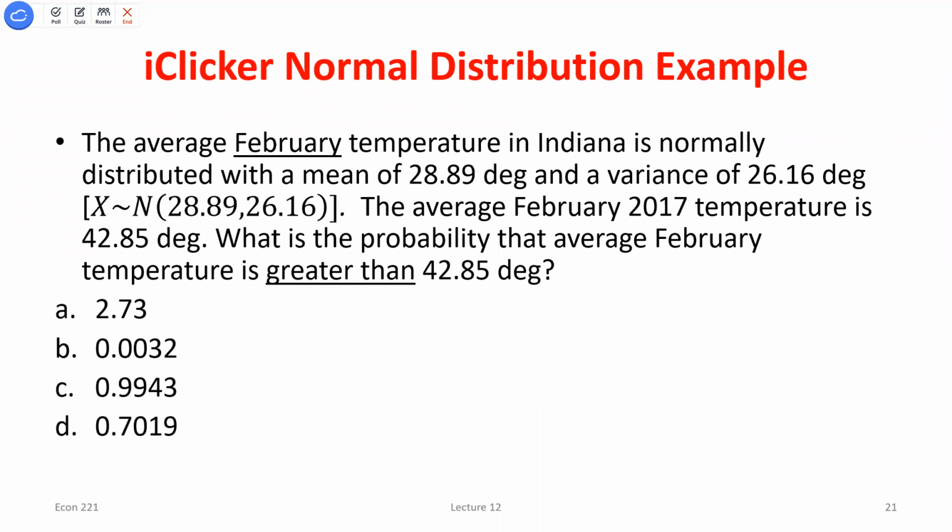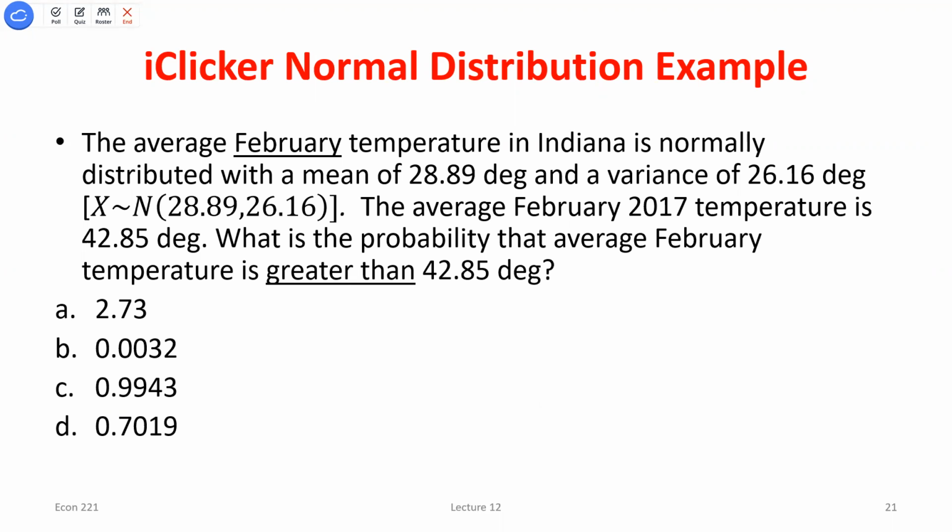And then I also showed you how to do this in Excel, right? So we worked through that last class. We're going to start off with these normally distributed variables. We're going to know their mean. So here I'm told the mean is 28.89. I've got this variance of 26.16.